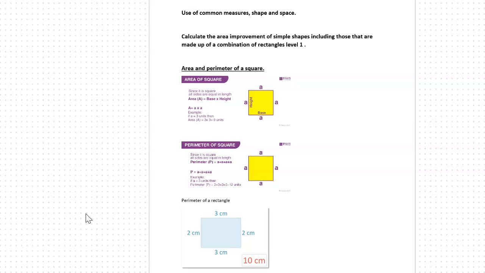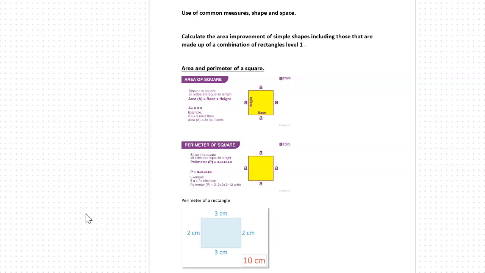area and perimeter of a square. So area of a square, base times height. It sometimes looks different because all the sides are the same, but if you do base times height, you are getting to the answer. Perimeter of a square, distance around the edge. So P, as you can see there, equals A plus A plus A plus A.